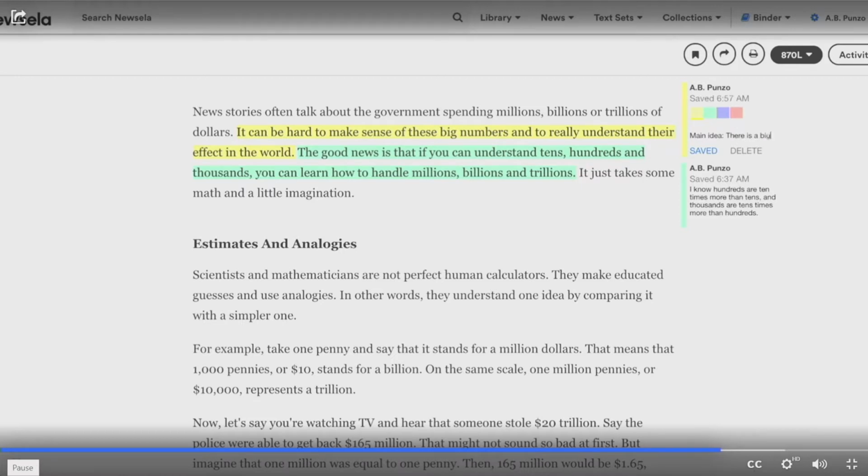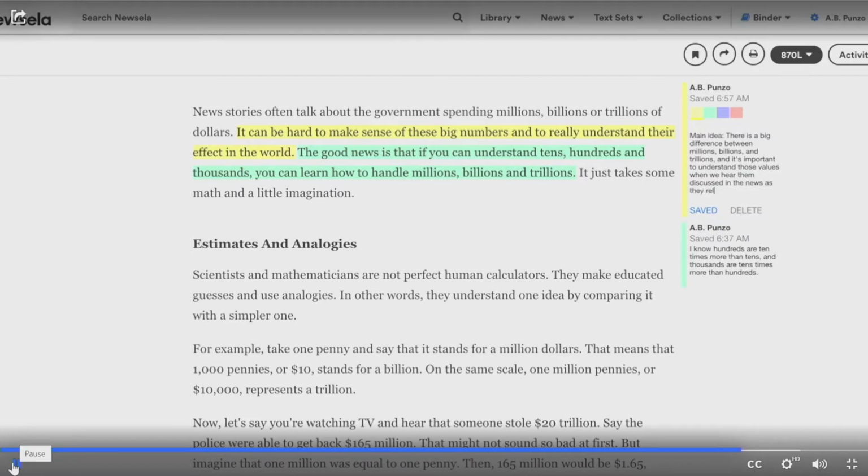I think the author wants me to know there's a big difference between millions, billions, and trillions, and it's important to understand those values when we hear them discussed in the news as they relate to governmental spending or issues.